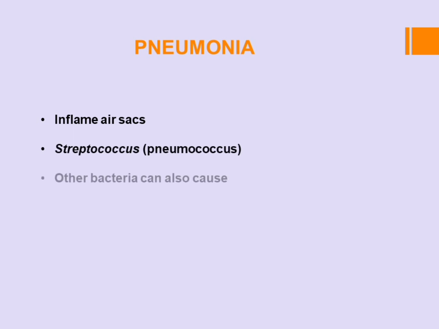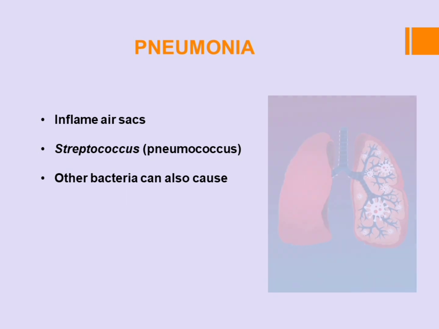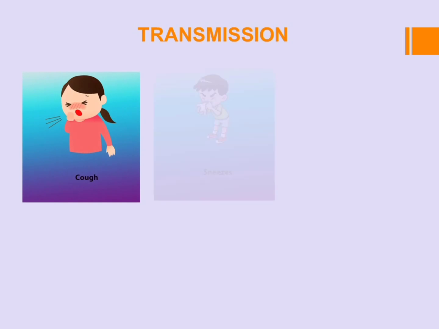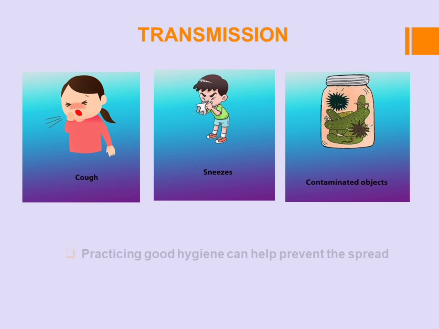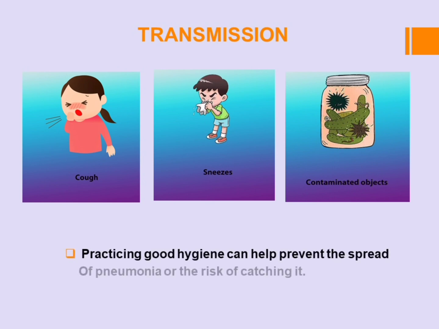Pneumonia. Pneumonia is an infection that inflames the air sacs in one or both the lungs. Bacterial pneumonia is an infection of the lungs caused by certain bacteria. The most common one is Streptococcus pneumoniae, but other bacteria can cause it too. Pneumonia can be transmitted through cough, sneeze, and contamination on objects. Practicing good hygiene can help prevent the spread of pneumonia or the risk of catching it.